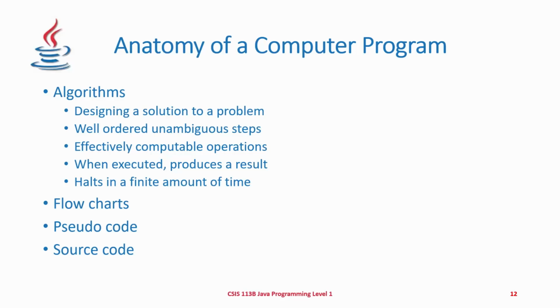Eventually we have to get to some sort of source code that can be compiled, but there are all different kinds of formats that we can use to think out the logic of how this program should be built before we get to actually writing that source code. So when we're talking about an algorithm, we're talking about designing a solution to a problem. But an algorithm also has a definition: the solution that we create needs to have well-ordered, unambiguous steps. In other words, those steps can't be confusing, and they have to occur in the right order.